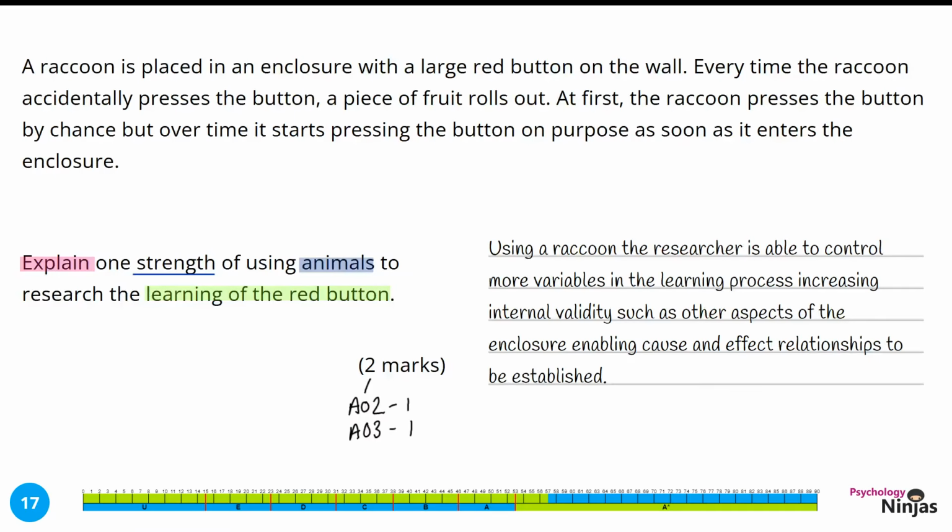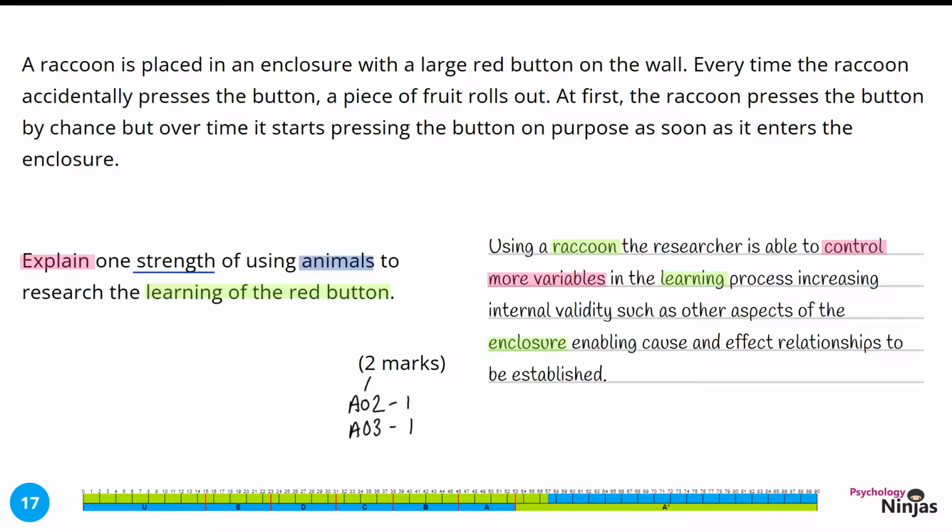We've identified a strength that we're able to control more variables when using animal research. We've given context here by saying that we're using a raccoon in the learning process. And we've also identified that we're looking at their enclosure and controlling that. We've then said why this is a strength, in that it's increasing internal validity, which allows us to establish cause and effect. Internal validity is the accuracy of operationalising and measuring our variables. If you're not sure between the difference between internal and external, you can always leave that bit out but still access the mark.